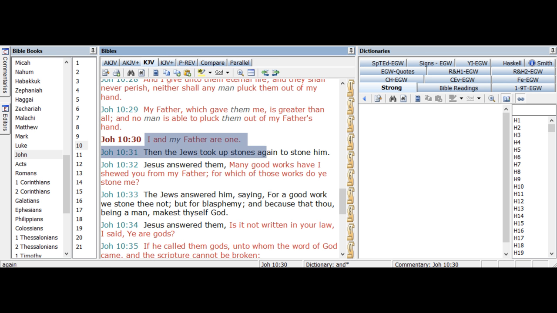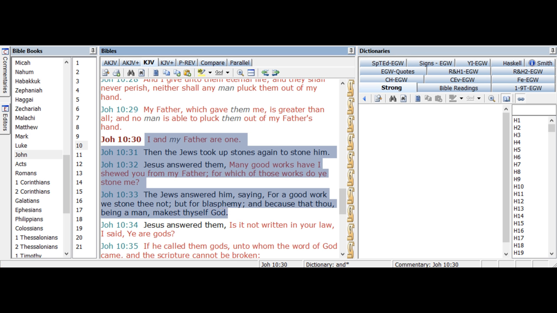And then the Jews took up stones again to stone him. Jesus answered them, many good works have I showed you from my Father. For which of those works do ye stone me? The Jews answered him, saying, for a good work we stone thee not, but for blasphemy. And because that thou, being a man, makest thyself God.